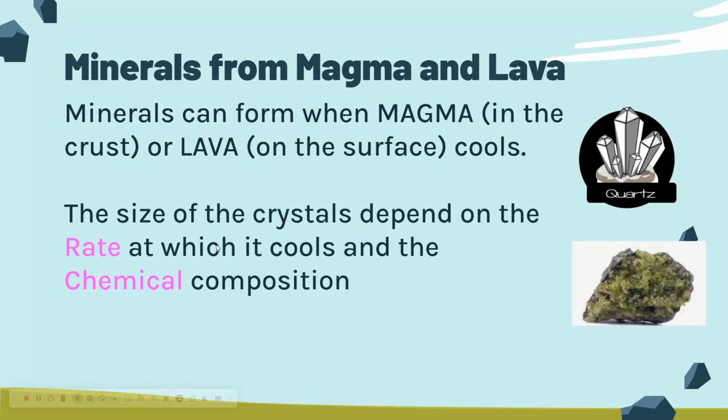First of all, there is a difference between magma and lava. Magma is what we call it when it's inside of the earth. Lava is what we call it when it's on the earth. So minerals can be formed either with magma inside of the earth's crust or lava on the surface. And the cool part is that the size of the crystals is going to depend on the rate at which the magma or the lava cools and the chemical composition, what that lava or magma is made up of.